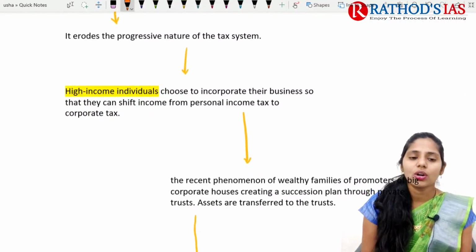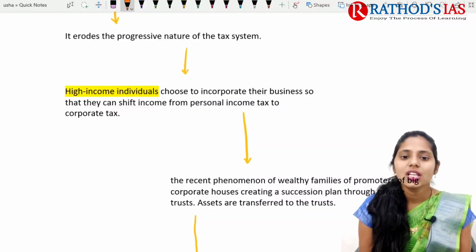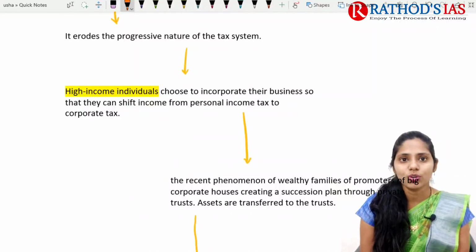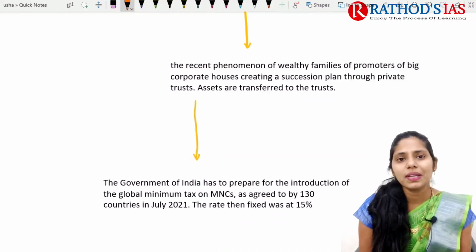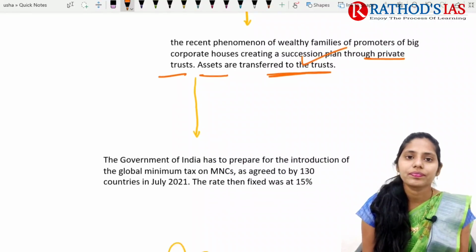Okay, and not only this, some high income individuals choose to incorporate their business so that they can shift their corporate income towards personal income tax. And not only this, many people who want to evade tax go through private trusts, and assets are transferred to these trusts.